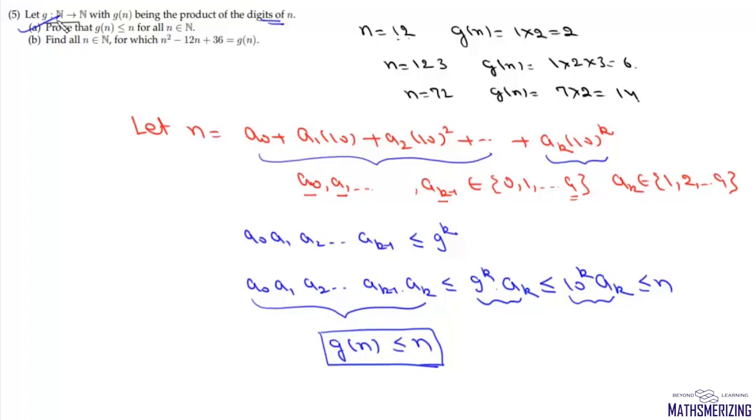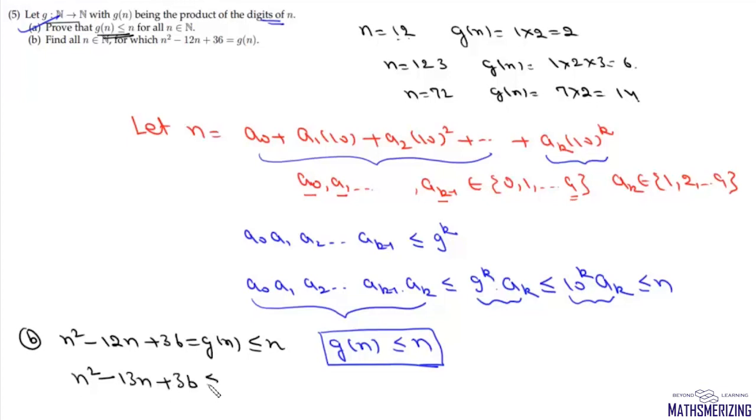Now we'll solve the second part. The second part is we need to find n such that n square minus 12n plus 36 is equal to gn. Now we have already established that this gn is less than or equal to n. So we'll solve this inequality. We'll write n square minus 13n plus 36 should be less than or equal to 0. Now we can factorize it: n minus 4, n minus 9. So we'll write n minus 4 into n minus 9 is less than or equal to 0.